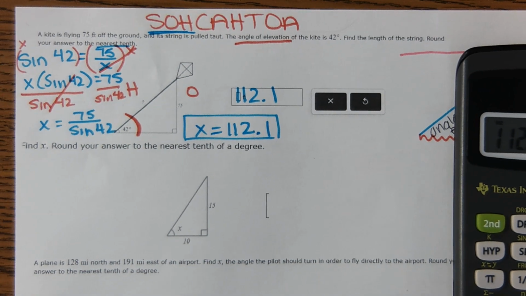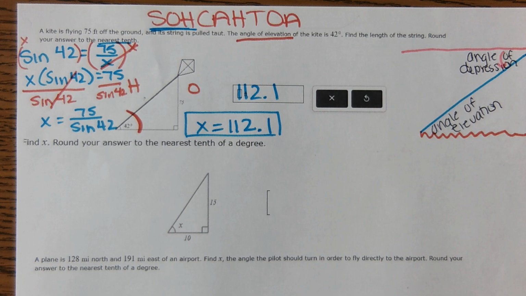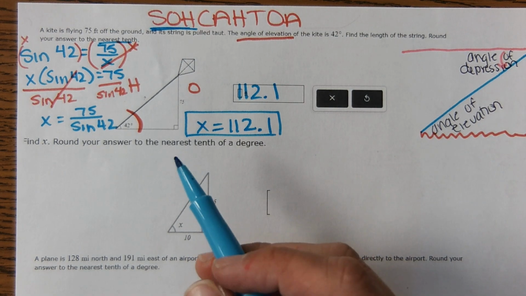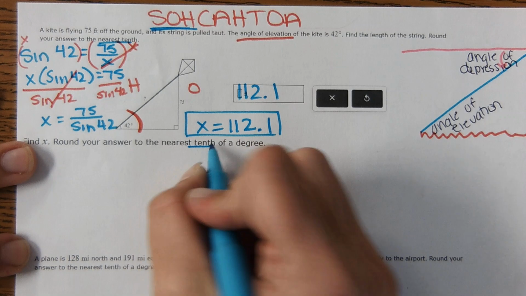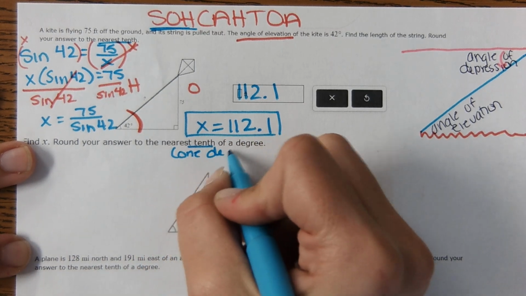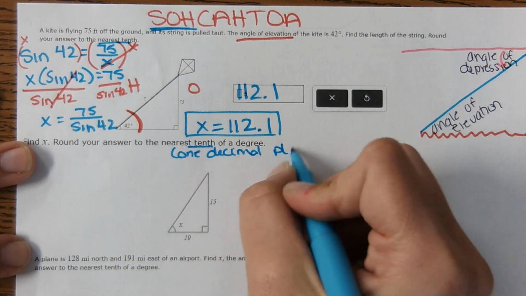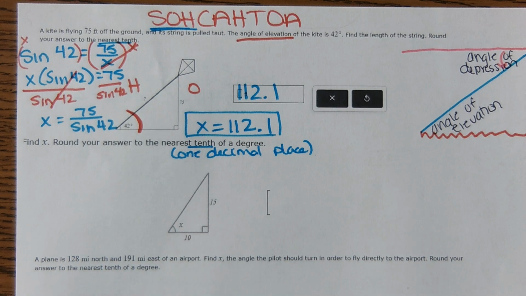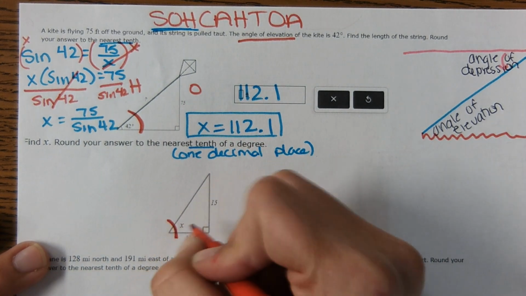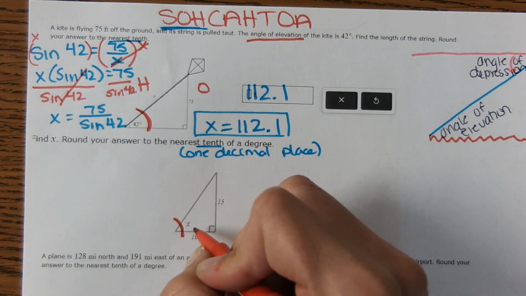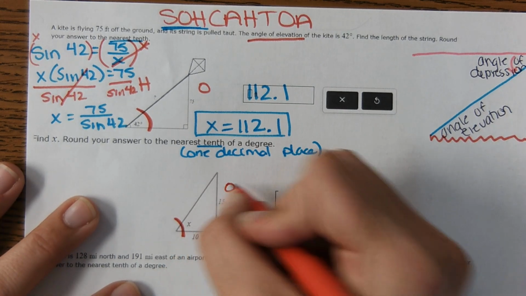Okay. Then the next one is an easier version of this. It says find x, round your answer to the nearest tenth. So nearest tenth is 1 decimal place. And so from here, make an arc on the angle that's labeled, and then label your sides. So we have opposite and adjacent.